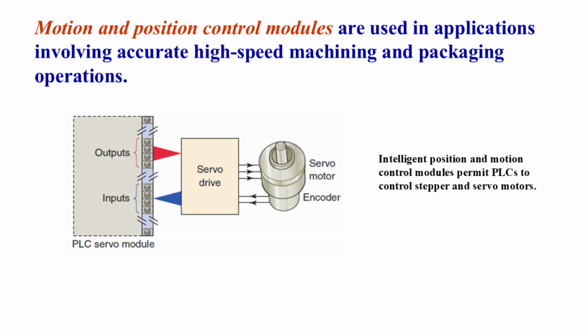Another common use is in robotic arms on assembly lines, where motion control ensures that parts are picked, placed, or welded in exactly the right spot. Without these modules, such high-speed and highly accurate automation would not be possible.